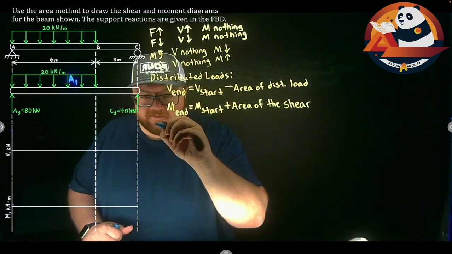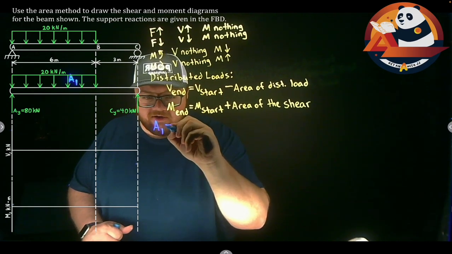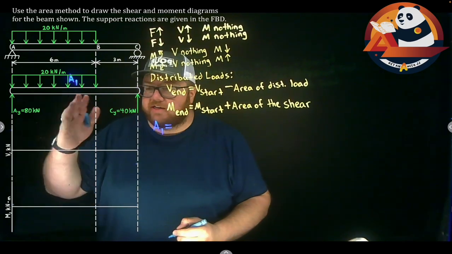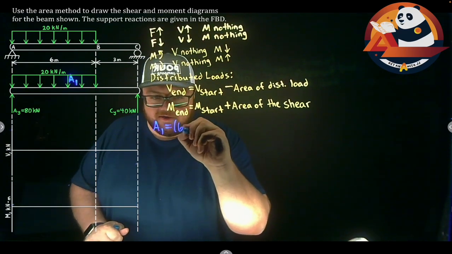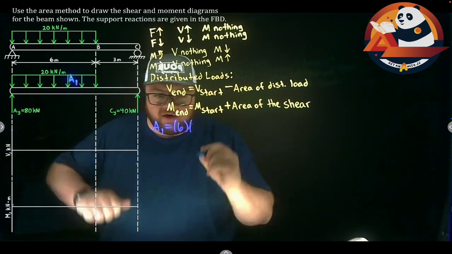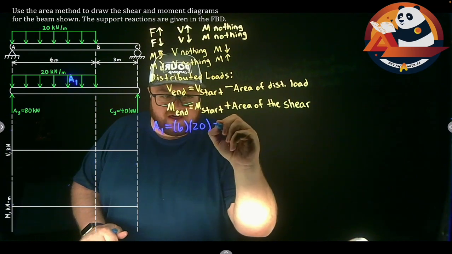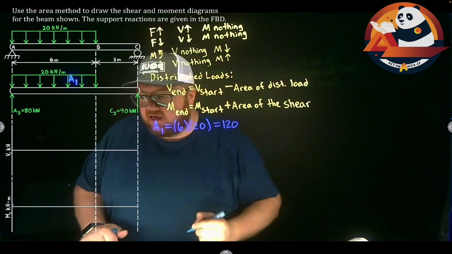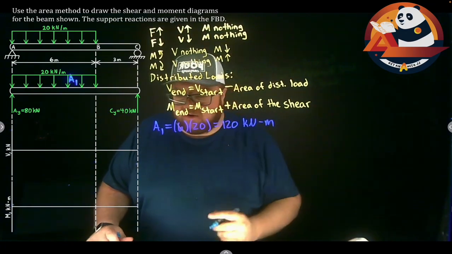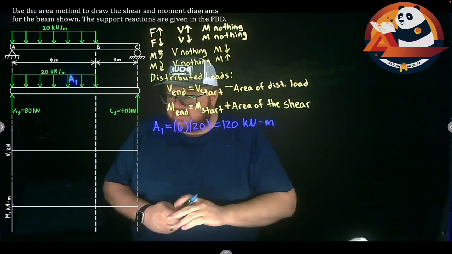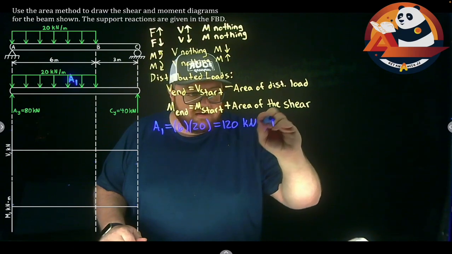Area 1 is a rectangle. So it should be the area of a rectangle is base times height. Our base is 6 meters. The height of our distributed load is 20. 6 times 20 gets us 120 kilonewtons. Not kilonewton meters, just kilonewtons coming out for this.